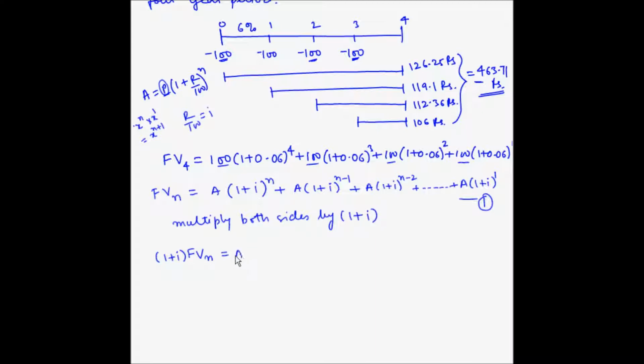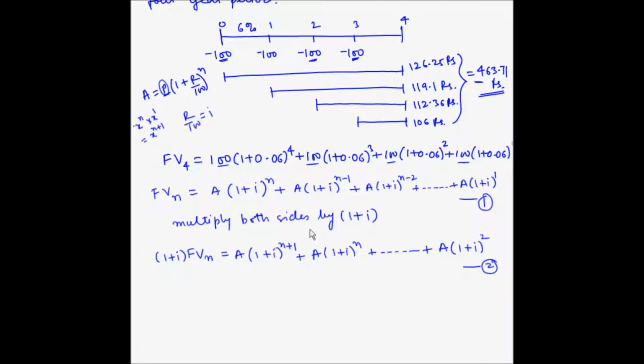So this will become A into 1 plus I to the power n plus 1, plus, now for the second term, n minus 1 plus 1. So minus 1 plus 1 gets cancelled, so n. So A into 1 plus I to the power n and so on, plus A into 1 plus I to the power 1 plus 1, which is 2. Let's say this is our second equation.